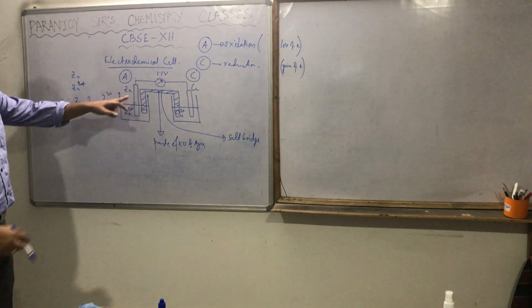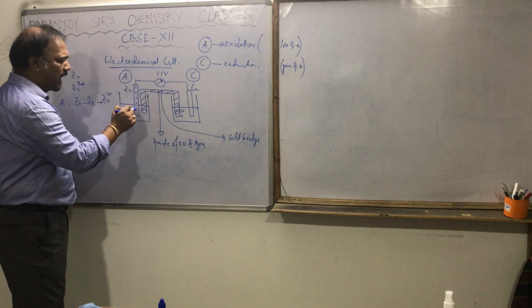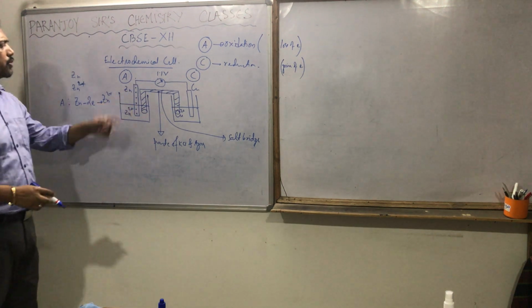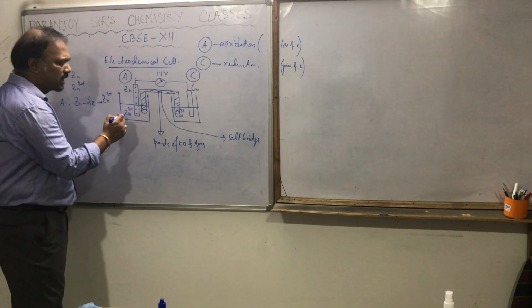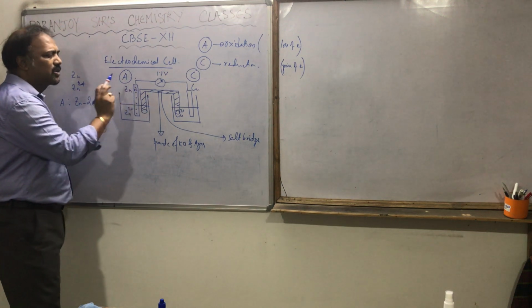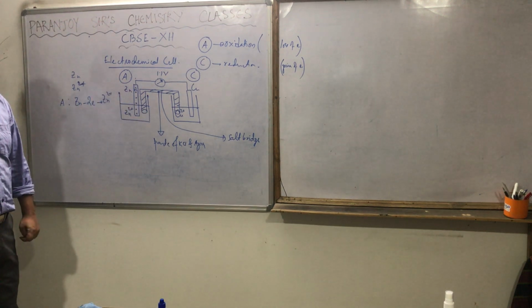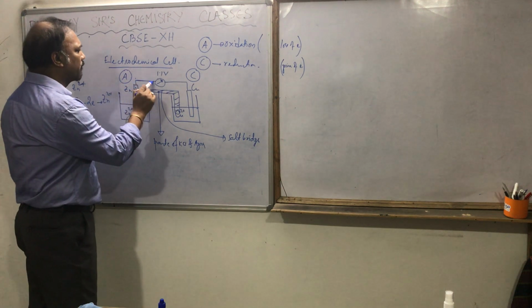So zinc atoms over here, please understand it. These are all zinc atoms. Zinc atoms are losing the electron and are becoming zinc 2 positive, and that zinc 2 positive is coming in the solution. And electrons are remaining here. Each zinc atom is losing 2 electrons. And those electrons started flowing through the wire.